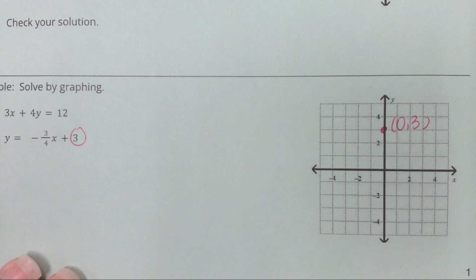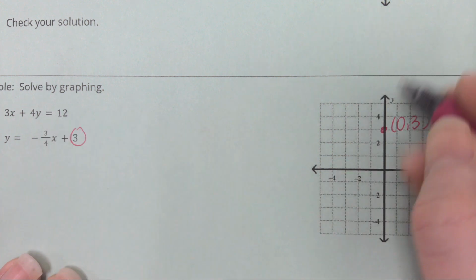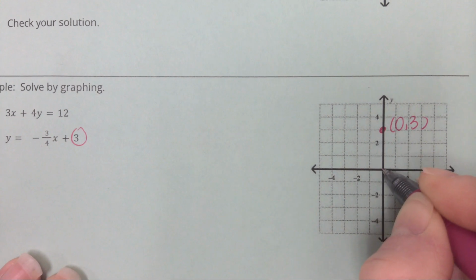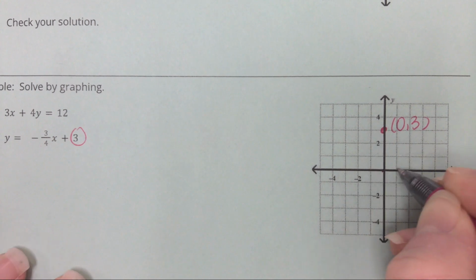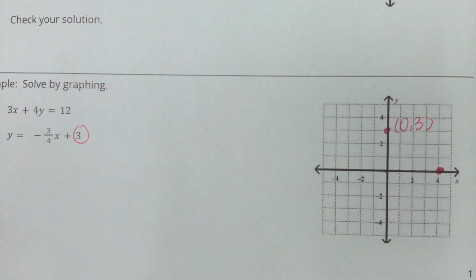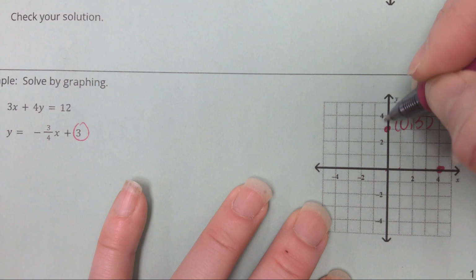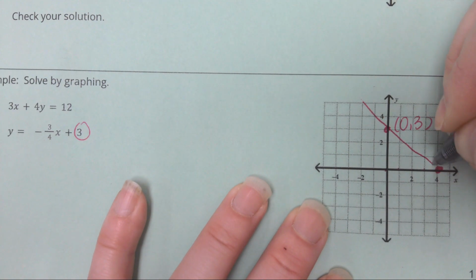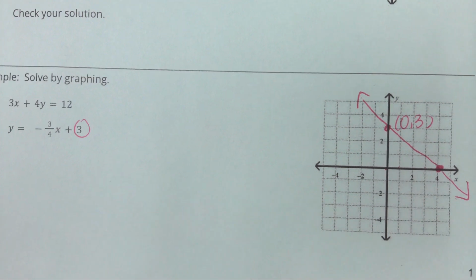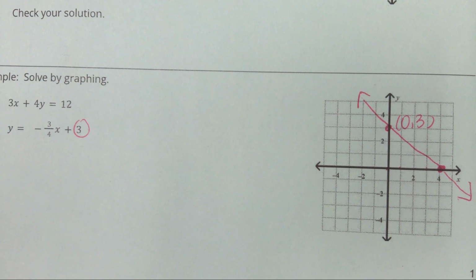I'm going to go down 3, 1, 2, 3, to the right 4. 1, 2, 3, 4. Do you notice that will match because my line is going down? So it looks like this. All right, let's take a look at the next one.